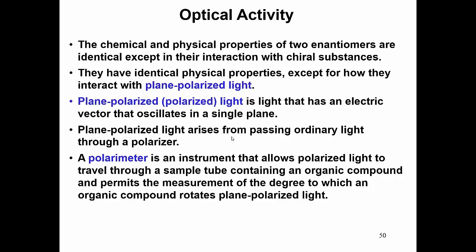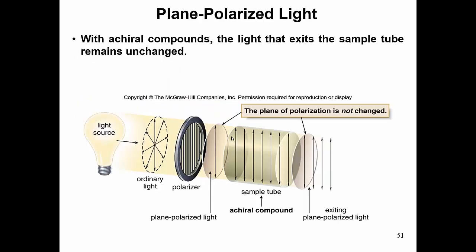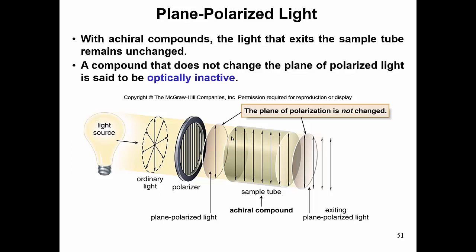Okay, and so that is something that is a cartoon. It looks something like this. With achiral compounds, the light that exits the sample tube is unchanged. The sample doesn't affect the plane of polarization of the light. When the plane of the polarized light is not changed, the compound's optically inactive. And that's something that most, and for our purposes in this class, all achiral compounds are going to do. That is, not rotate plane polarized light.